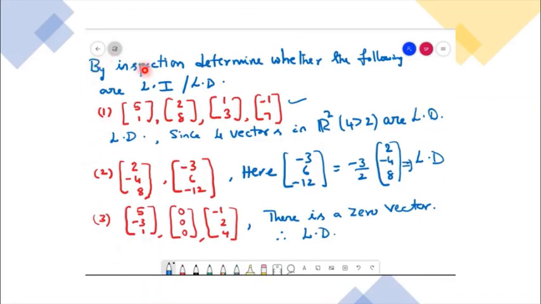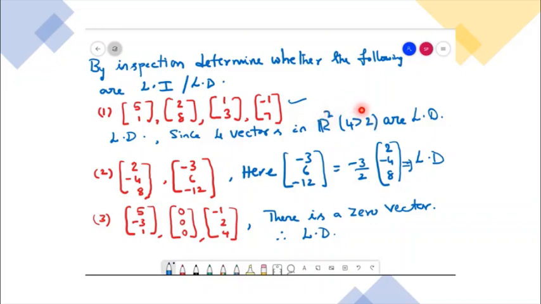Now let us quickly look at these problems. By inspection, determine whether the following are LI or LD. So without working anything, just by inspecting and keeping in mind the previous points we discussed, we will see whether they are LI or LD. First one, how many vectors are given? 1, 2, 3, 4. Where are these? You have only 2 rows, meaning these 4 vectors are in R2. So 4 you have here, and 2; 4 is greater than 2.